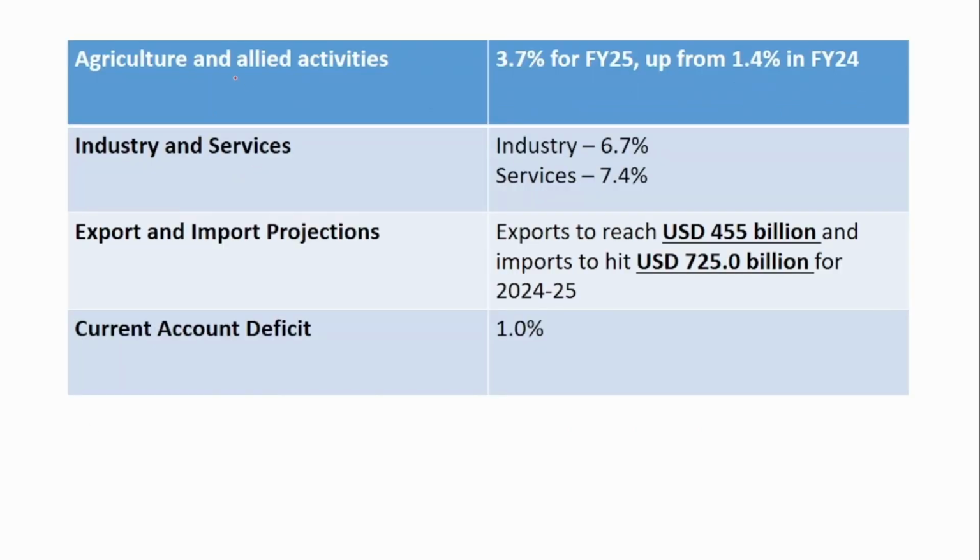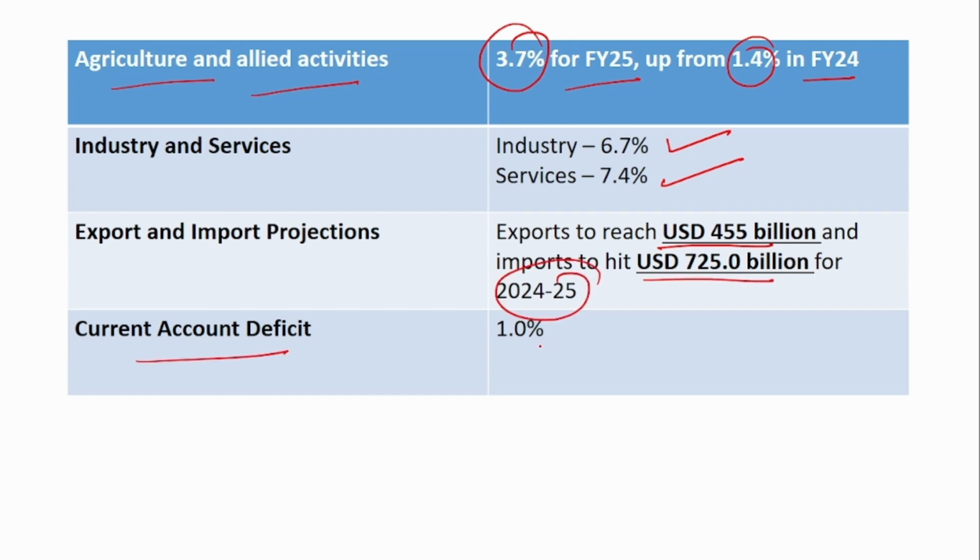Next, it has projected that agricultural and allied activities will grow at the rate of 3.7% for financial year 25, up from 1.4% in financial year 24. Similarly, industry will grow at the rate of 6.7% and services at the rate of 7.4%. Exports are expected to reach $455 billion, and imports are expected to hit around $725 billion by 2025. And the current account deficit for financial year 25 is expected to be 1%.